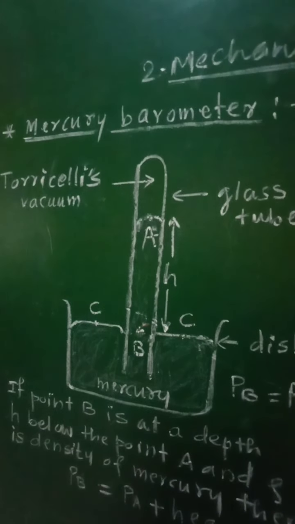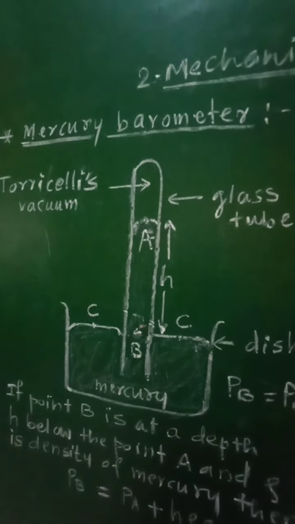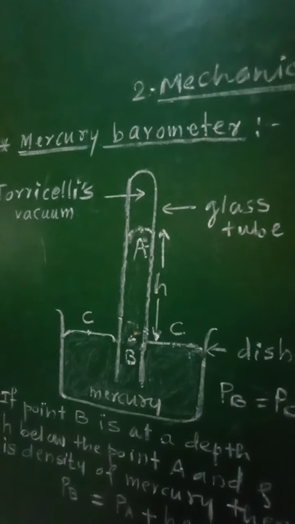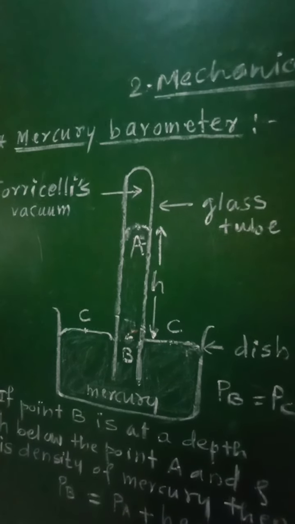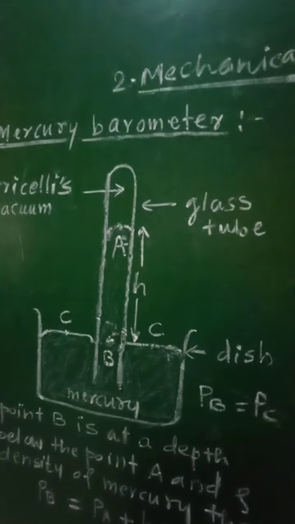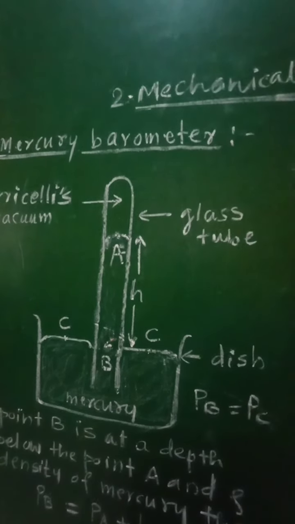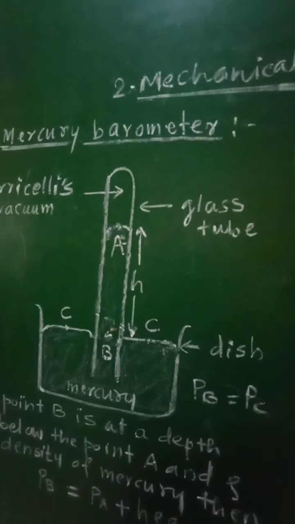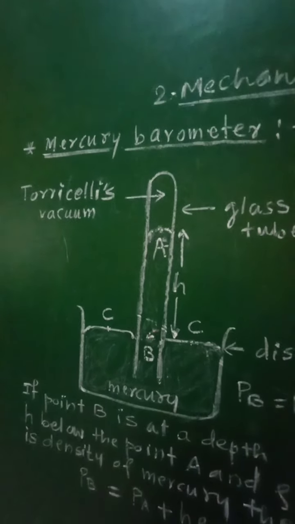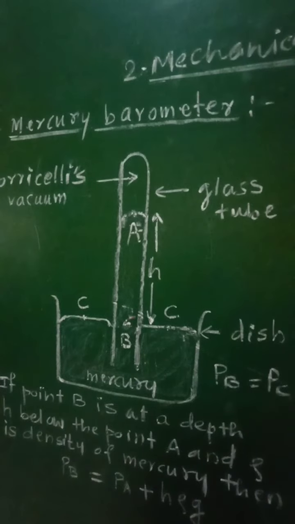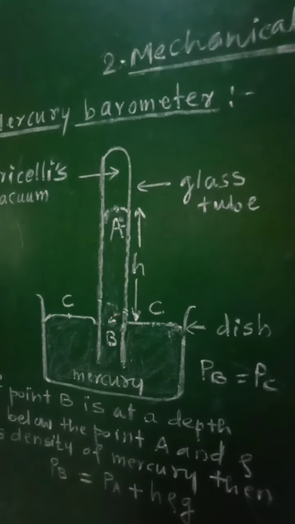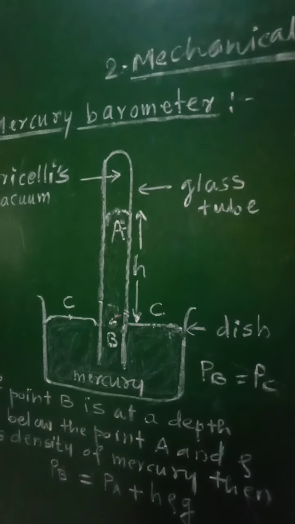Then this gap does not contain air as it is filled with mercury vapor. That is, it will contain mercury vapor, and this gap is called Torricelli's vacuum. The pressure at the upper end of the mercury column inside that tube is 0, that is, pressure at point A will be equal to 0, that is, PA equal to 0.